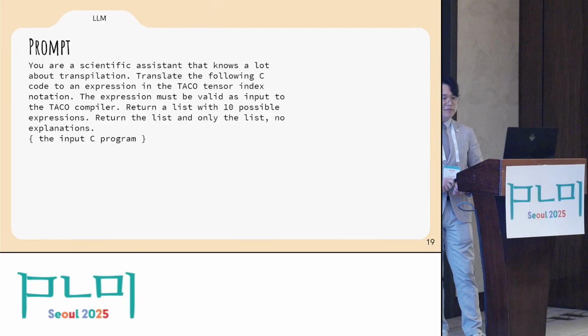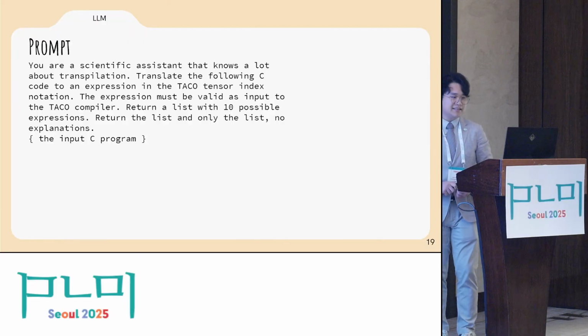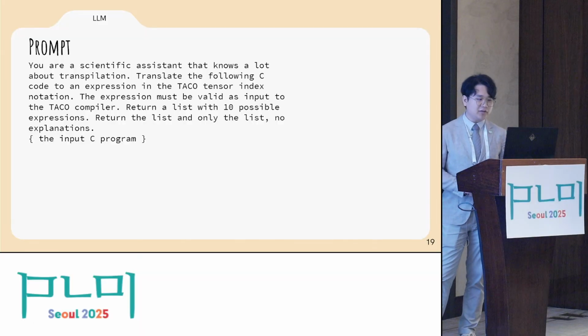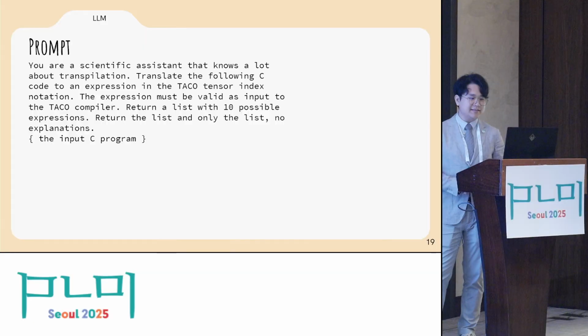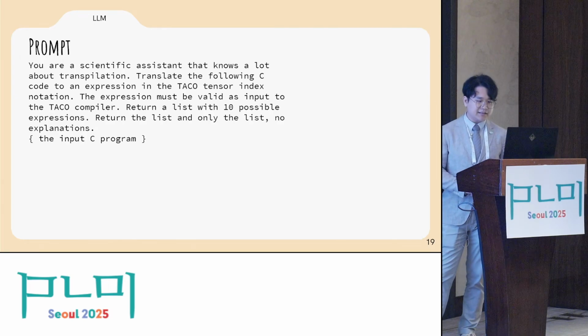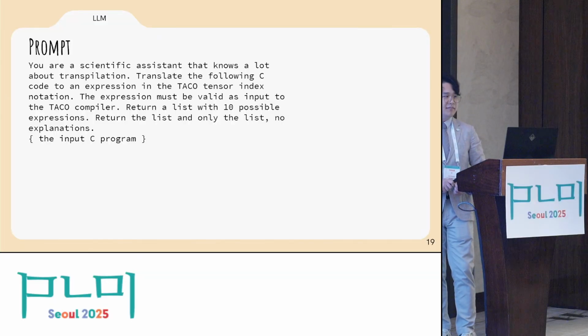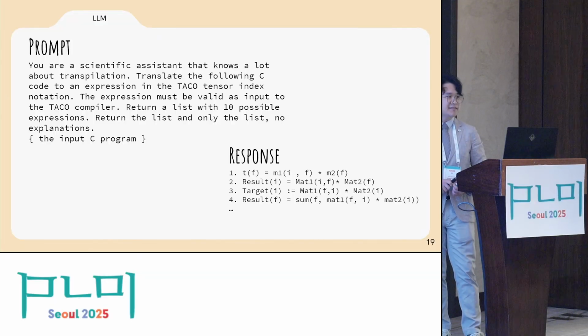This is our prompt. We say, you are a scientific assistant that knows a lot about transpilation. Translate the following C code to an expression in the Taco tensor index notation. The expression must be valid as input to the Taco compiler. Return the list with 10 possible expressions. Return the list and only the list, no explanations, followed by the input C program. And we will get something from the LLM like this. This is the response.